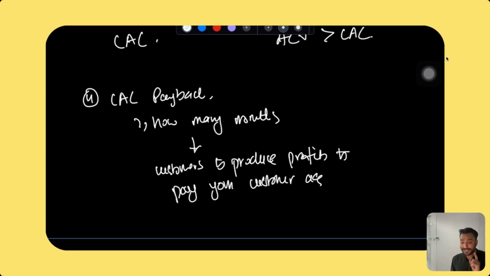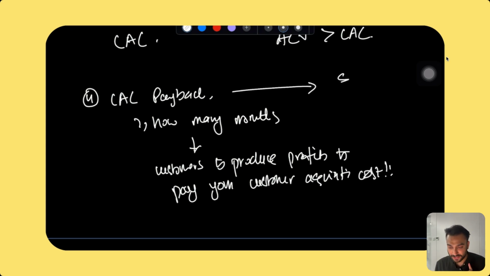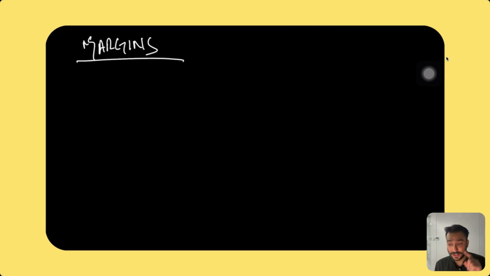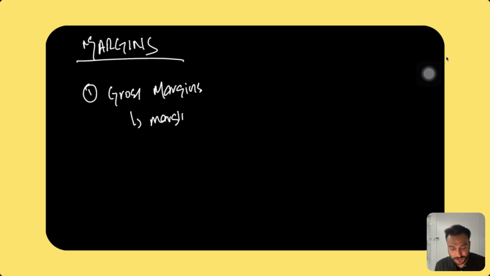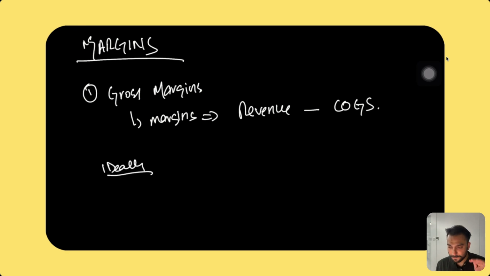And how we calculate this is by looking at sales and marketing expense and dividing it by monthly recurring revenue multiplied by our gross margins. Now, let's talk about margins. Within margins, you have gross margins, which are basically revenue minus cost of goods sold. Ideally, in the longer run for software companies, they should be at least 75%. That's what the industry average is.